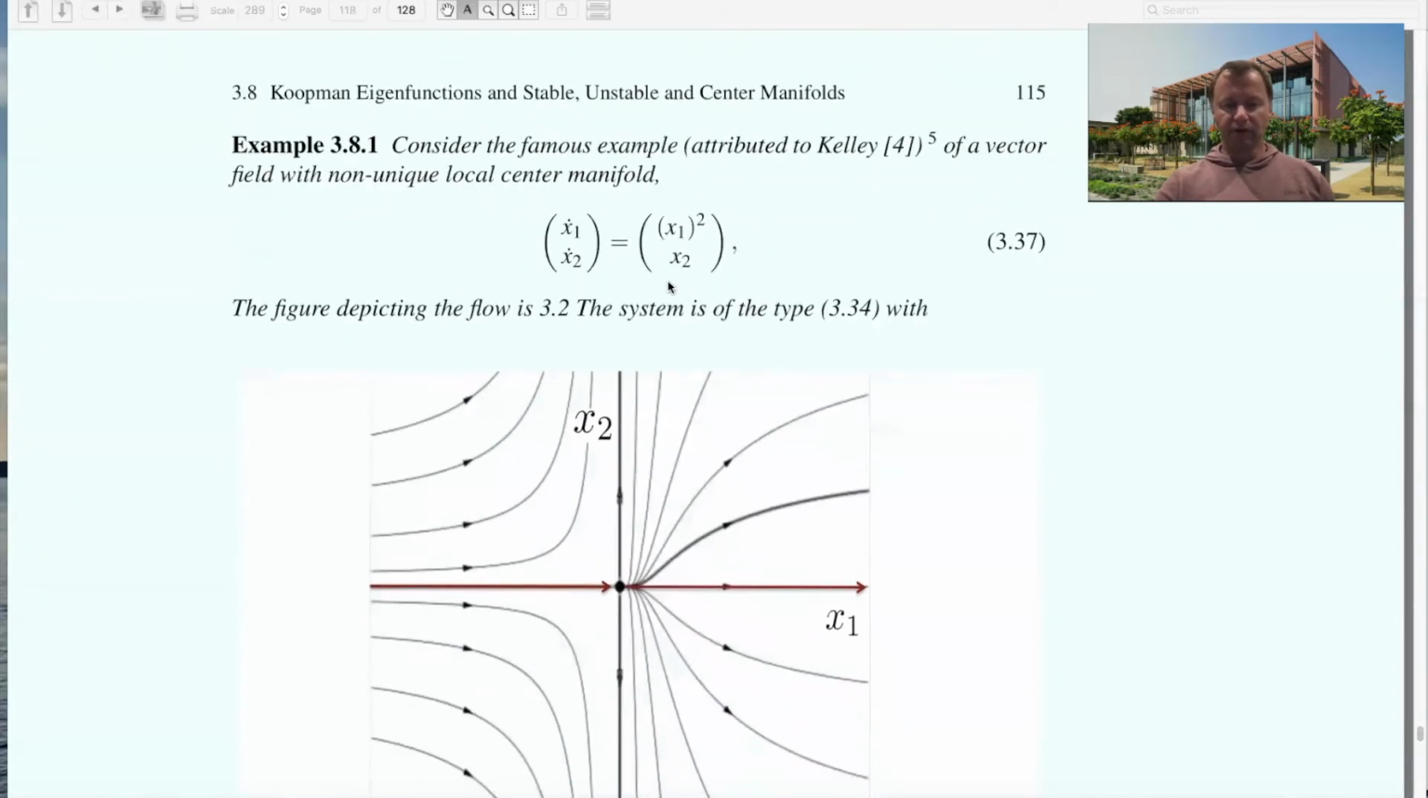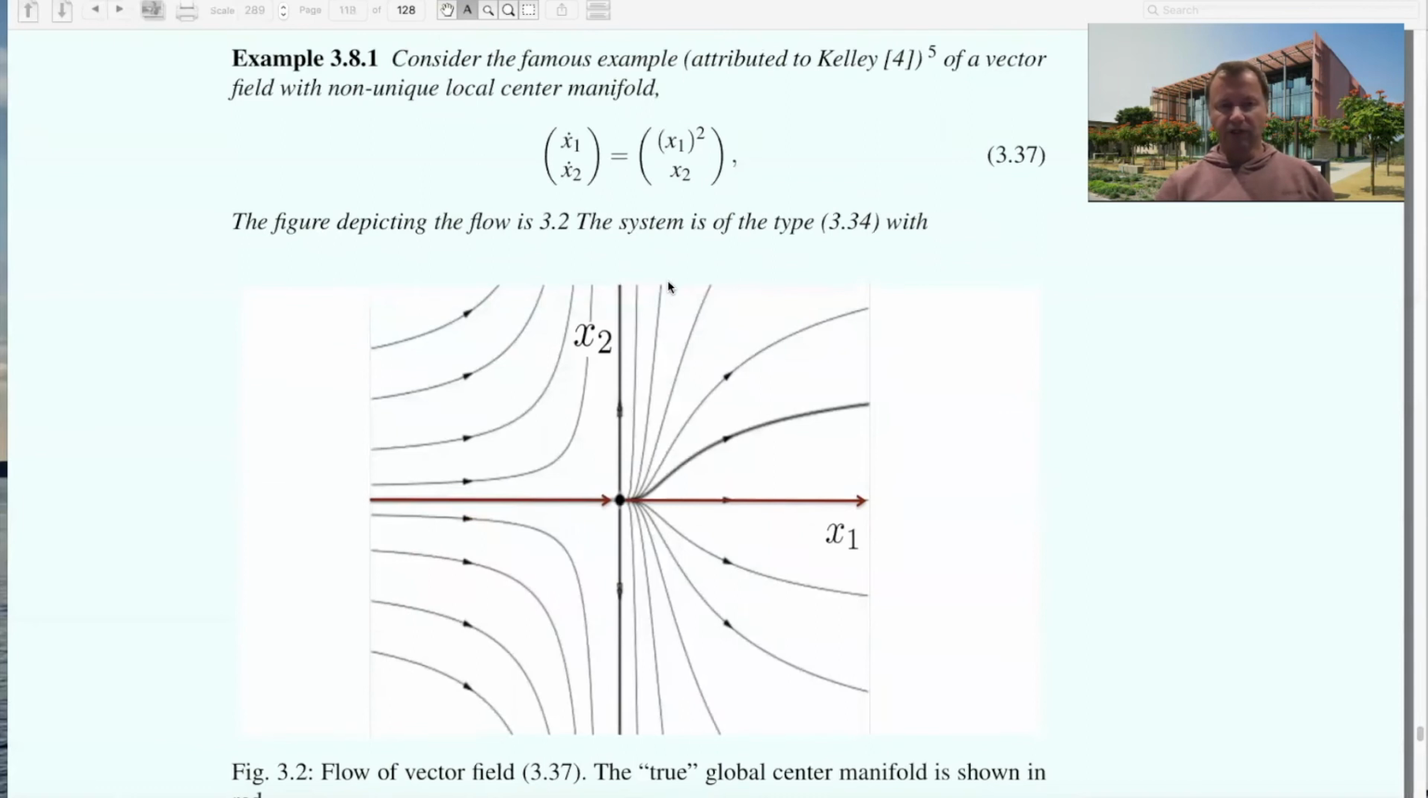I mentioned that we're going to talk about an example in which non-uniqueness is obtained. So this is the famous example by Kelley of a vector field with a non-unique local center manifold. I think Kelley might have actually considered a stable direction here, but that is a non-essential difference. So x1 dot is x1 squared and x2 dot is x2. The state space portrait looks like this. So the unstable direction is obtained as the x2 axis, right? x2 dot is x2 is exactly this.